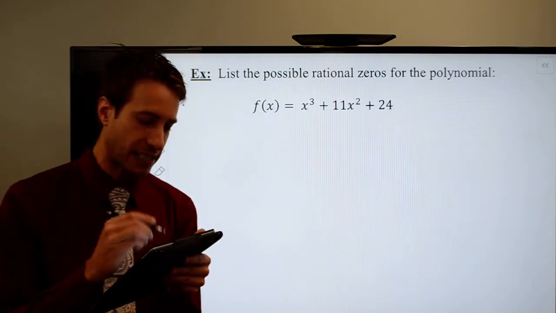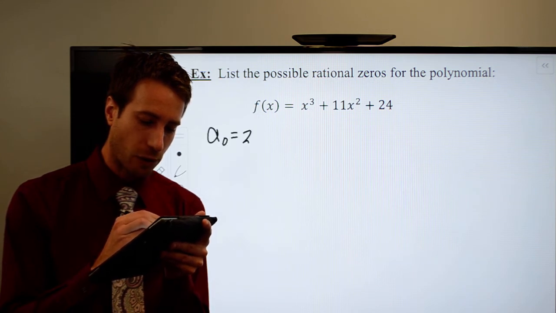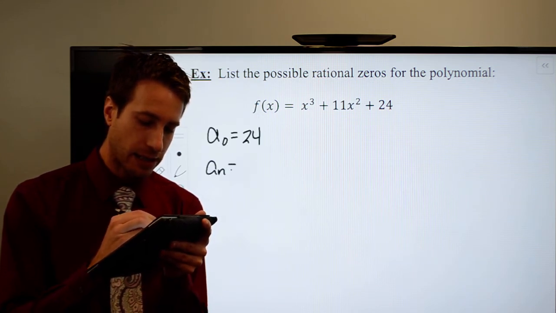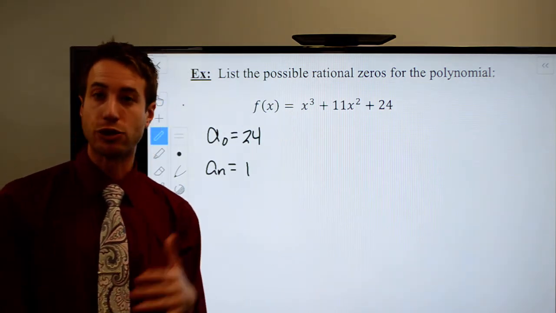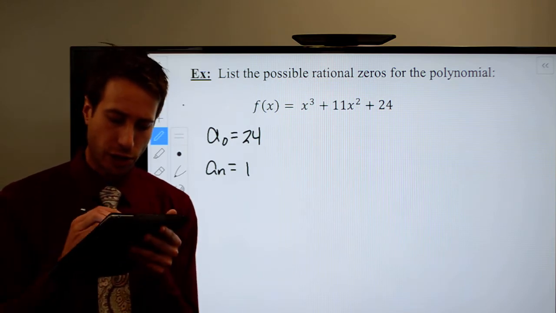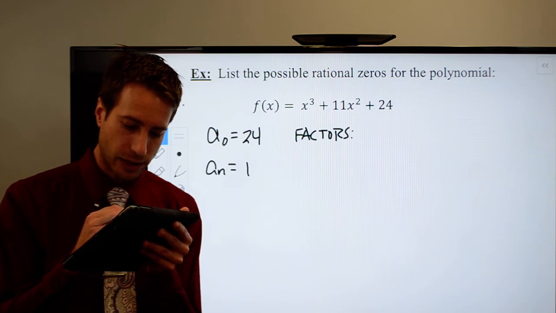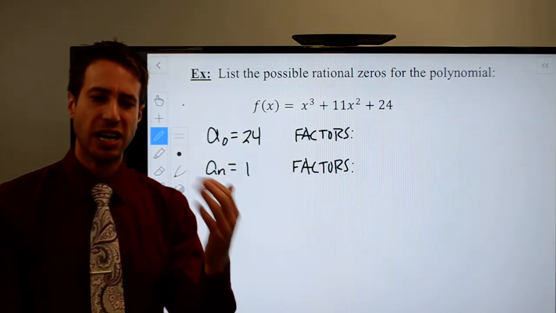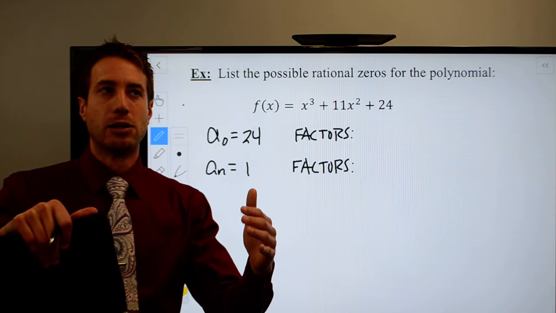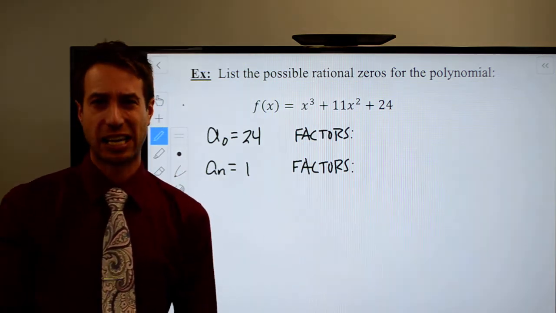Hopefully you can recognize, if not already, my a naught is equal to 24. My an is equal to 1. This is a big deal. The factors of 1 are just plus or minus 1. So let me work you through this here, if you don't see it already. This is really awesome. And generally, if you're taking this class with me, what I'm going to do is make the problem so that you still have to solve the problem and do everything I want you to do, but without making it overly complicated.